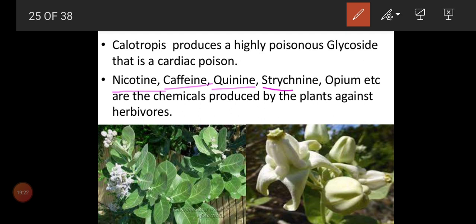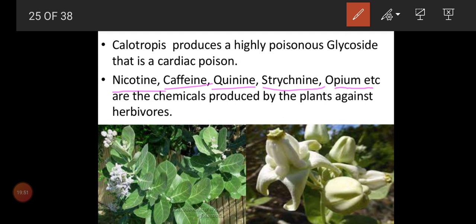And strychnine is from Strychnos nux-vomica. It is a plant that possesses strychnine, which is also poisonous. And opium is from Papaver somniferum, from poppy seeds, your kasakasa. In that they possess opium. Opium is also a secondary metabolite, and it won't be invaded by the predators. So all those secondary metabolites help to protect from the predators.